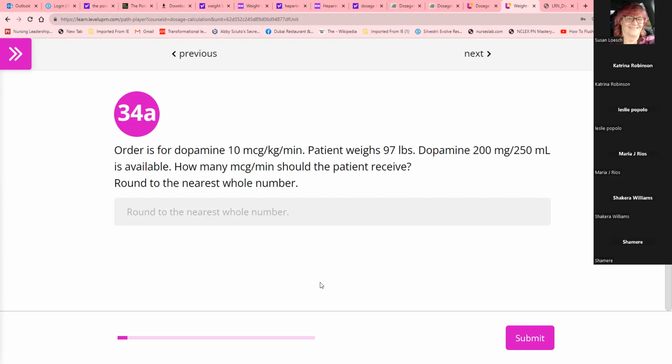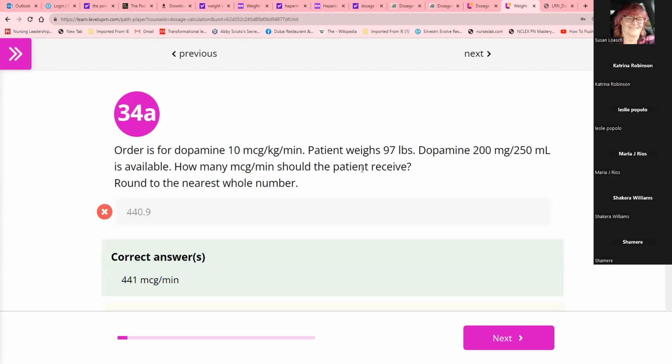Okay, and that is your micrograms per minute because the order is 10 micrograms per kilogram per minute. You got your kilograms, you got your order, right? And that's it for this problem. Because what's it asking you for? How many micrograms per minute should the patient receive? So what did we get? 440.9. Okay, 440.9, that's how you're going to write that.